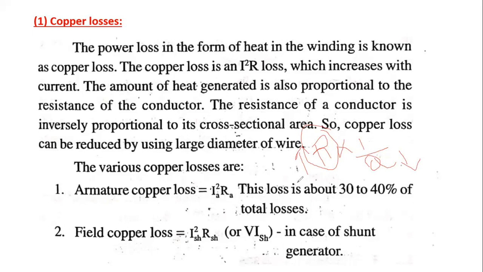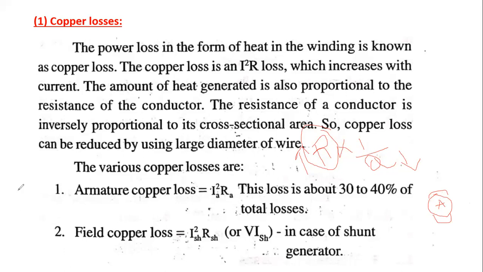The various copper losses: the first one is the armature copper loss. What is the symbol for the armature? That will all be seen in the classifications of a DC generator. This is the symbol for the armature of a DC generator. This is the armature A, and these two are the brushes. By using these brushes, we collect the current.